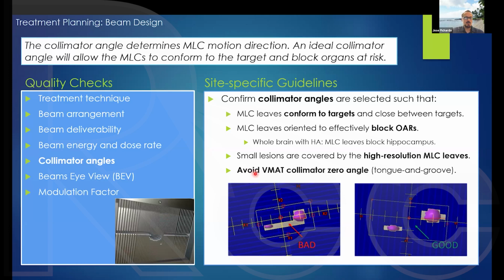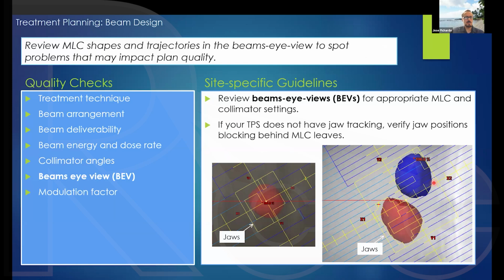And then finally, try to avoid using 0 collimator angle on VMAT plans, because if you do that, you're going to get tongue and groove effects and addition of intraleaf transmission. So you're basically giving more dose than you should in those areas.